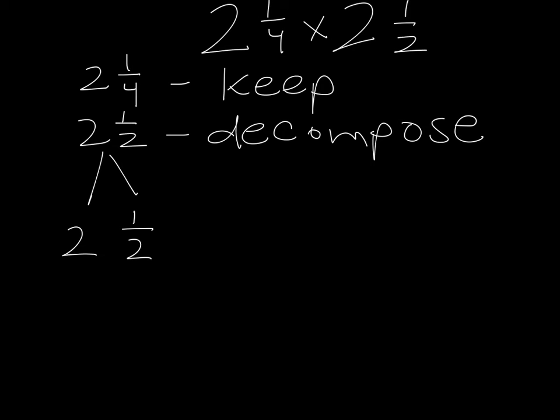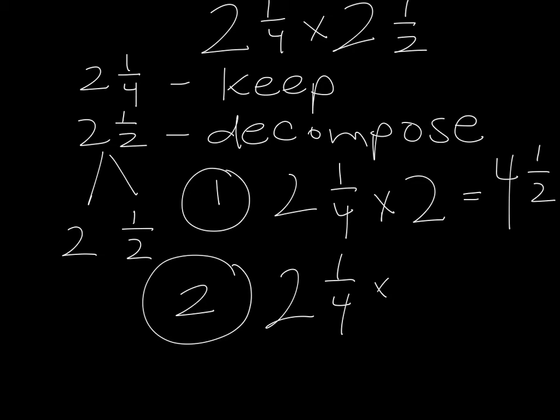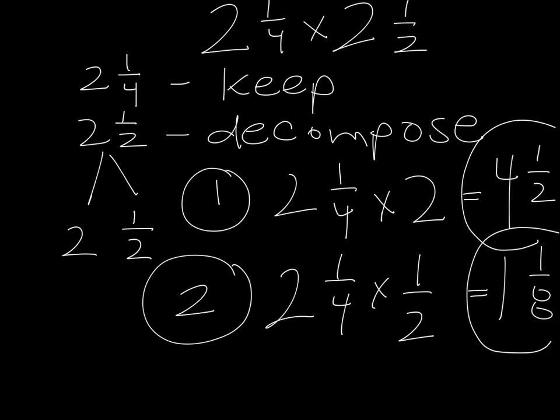My first step then is going to be 2 1/4 times 2, which gives me 4 1/2. And then my second step is going to be to multiply 2 1/4 times 1/2. Do you see I'm using the 2 and the 1/2 that I decomposed from 2 1/2. This gives me 1 1/8. These now, 4 1/2 and 1 1/8, are my partial products. I'm going to add these together on another slide.